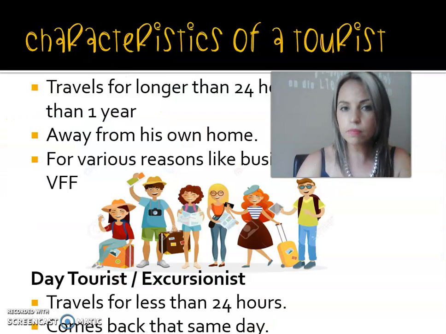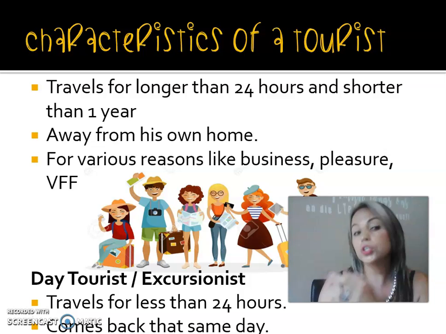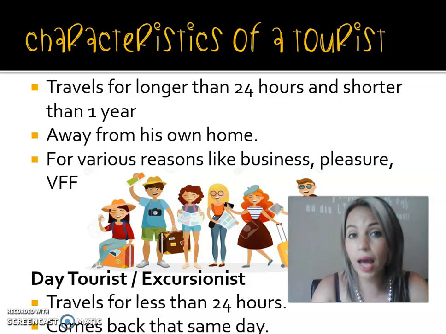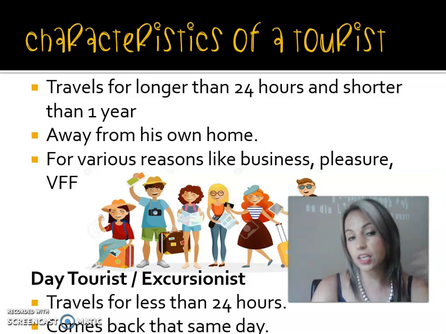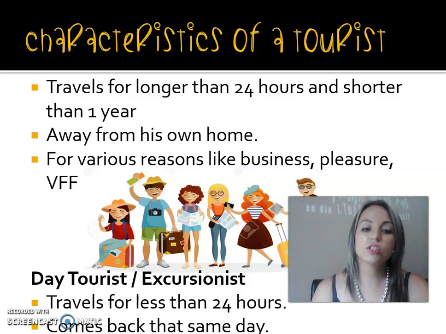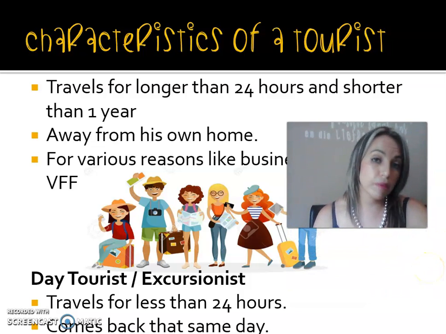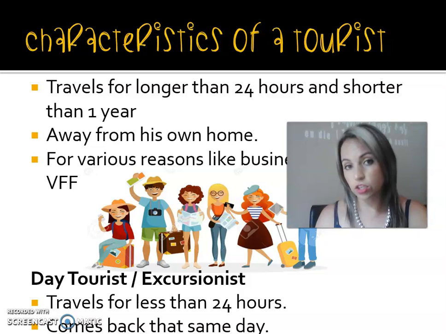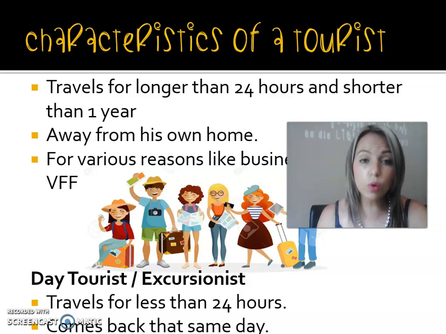Okay, so the characteristics of a tourist. When we describe a tourist, it's usually someone that travels longer than 24 hours and shorter than a year. You are away from your home at this time, and it can be for multiple reasons, as we said before. But then we also have excursionists. Now, these are tourists that only travel for periods shorter than 24 hours. So they travel to another destination, but they return on that very same day. We call these tourists excursionists or day tourists.